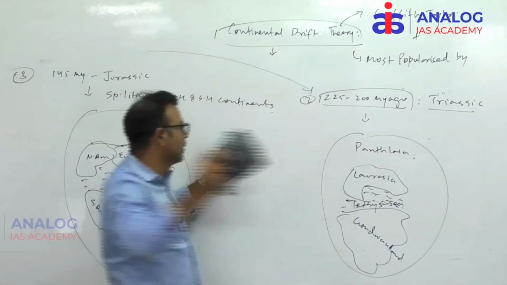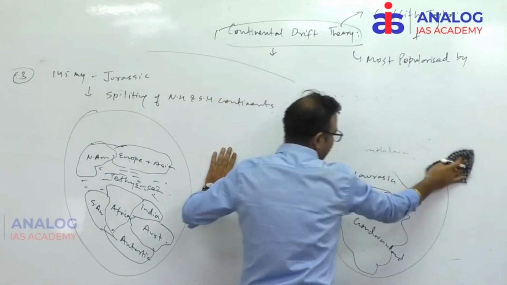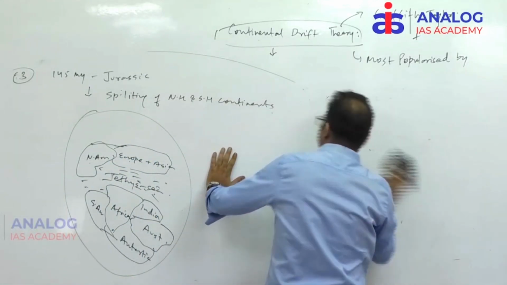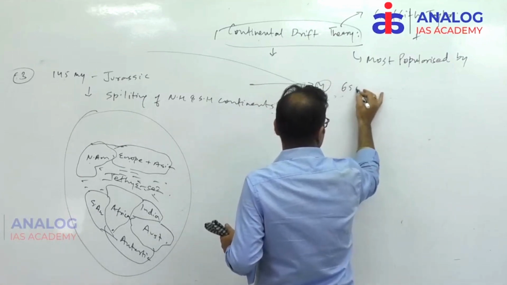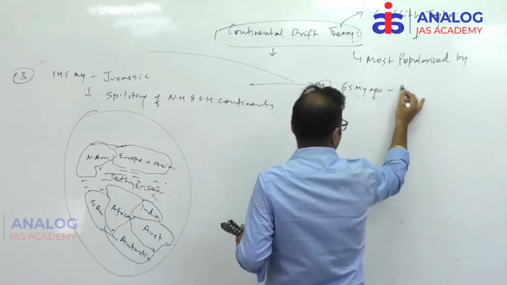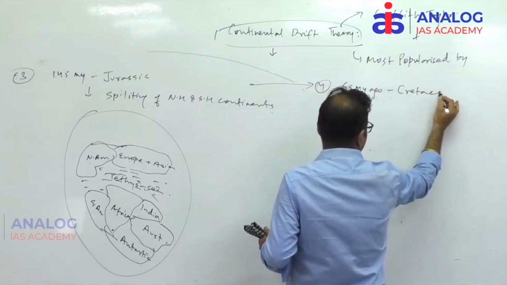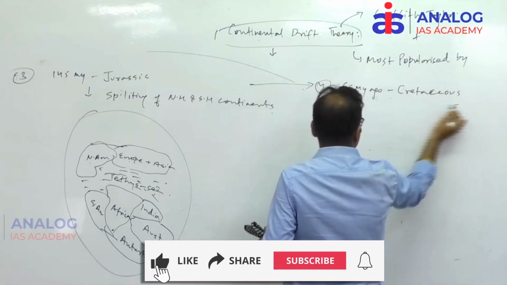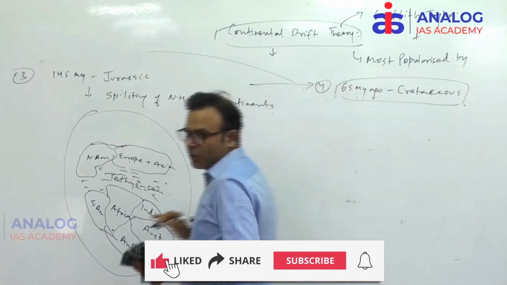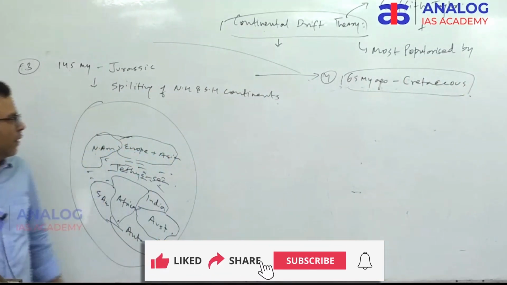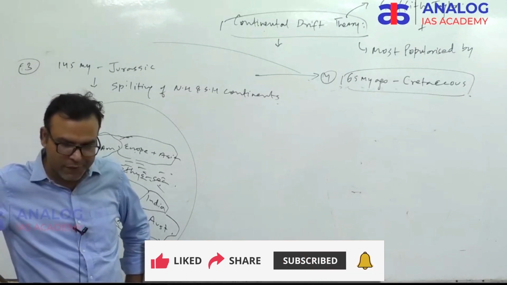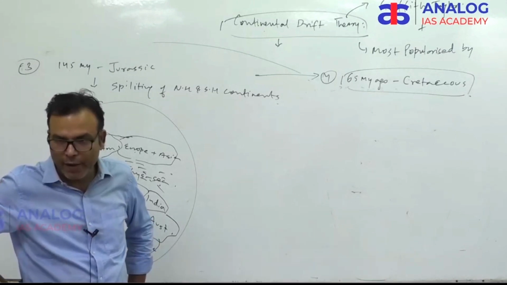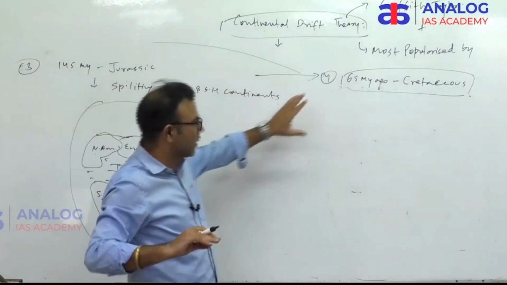The fourth phase is the Cretaceous period, around 65 million years ago. This is called the late what? The Cretaceous phase, the fourth phase, that happened around 65 million years ago.